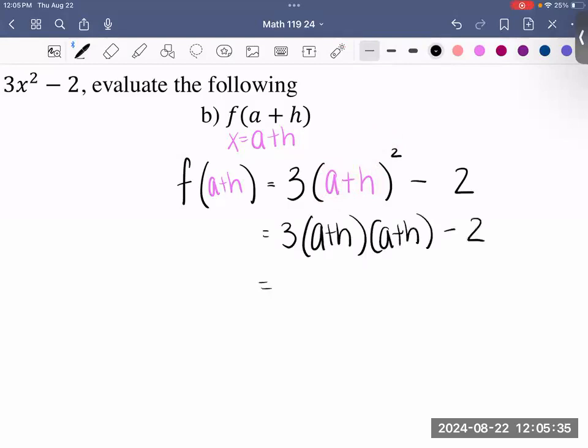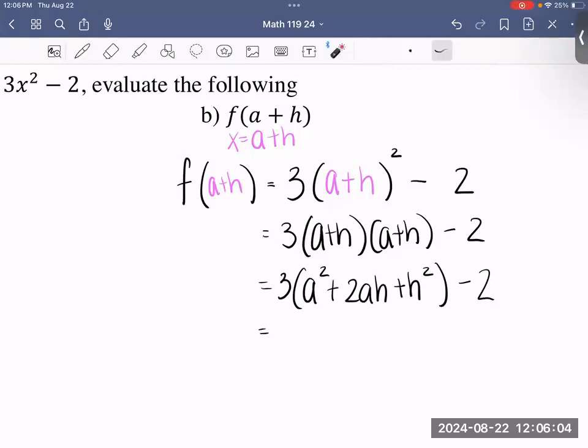We learned this back in chapter 1.3. And again, I want to say that was in 1.2 as well. So now let's go ahead and FOIL. A squared plus 2ah plus h squared. Again, if you do not know how to FOIL, please go back to 1.3 or find some of the videos that are just strictly on FOILing.